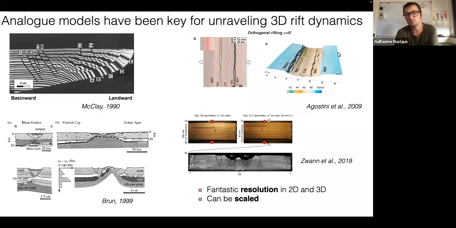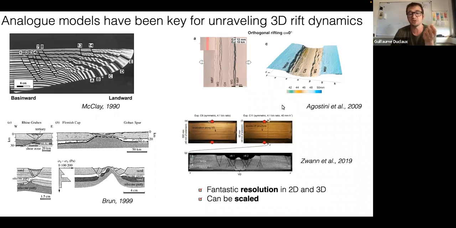And if you move a bit closer in time, around the year 2010 and after that, you've got some amazing 3D models that came through with people studying orthogonal rifting and oblique rifting. For example, you've got some model from Agostini or Corti in the year 2009 and so on. And Frank, who I see here is connected, who did also a lot of analog modeling of orthogonal rifting, but also oblique rifting and rift propagation.